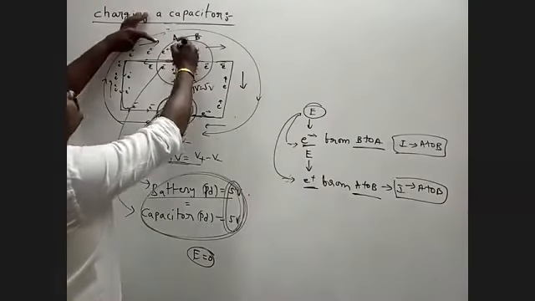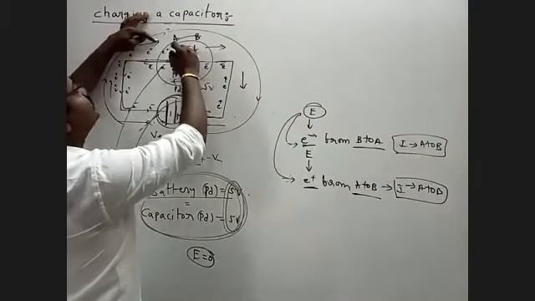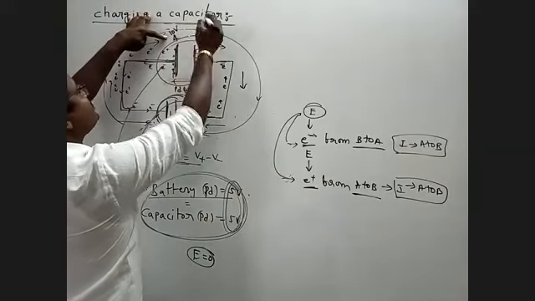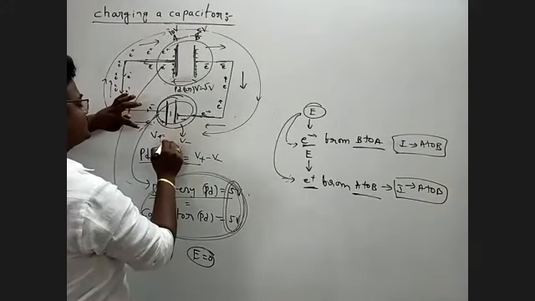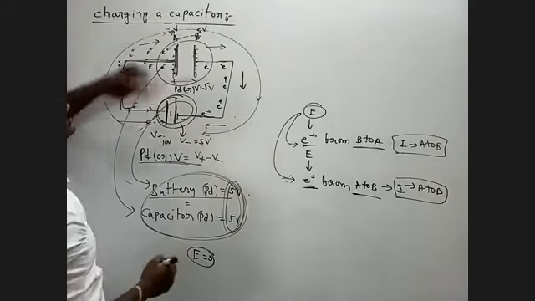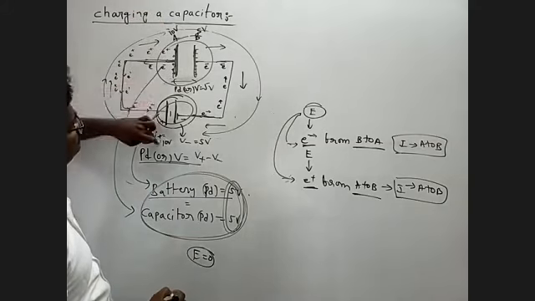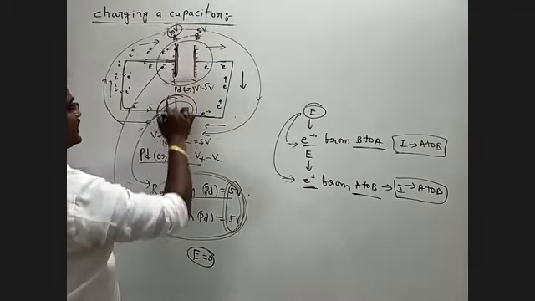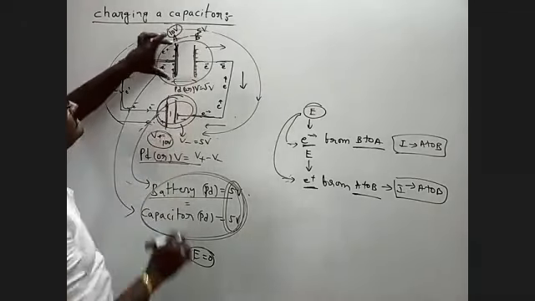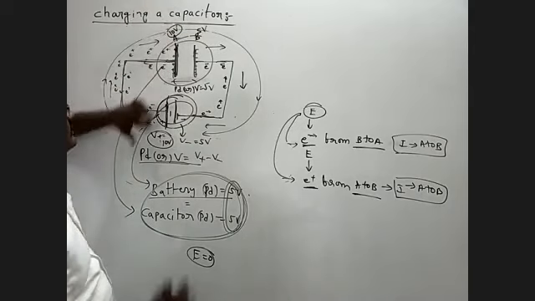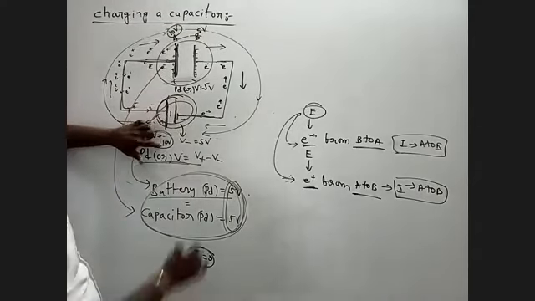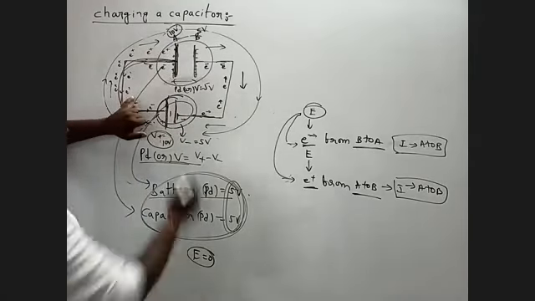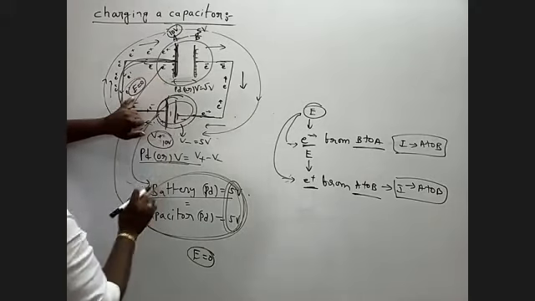Now take this plate, suppose it has 10 volts and this one has 5 volts: high potential is 10 volts, low potential is 5 volts. What is the potential difference? Here it is 10 volts, and here there is also 10 volts. Same potential. This plate has 10 potential, and this plate has 10 potential. Same potential, so the electric field is 0.